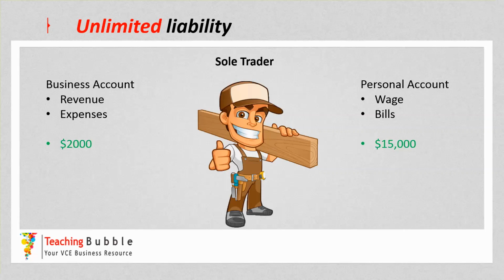So happy days. However, for whatever reason, the business account has gone into debt, and it's now $10,000 in debt. Now, if for whatever reason the business could not earn revenue to pay off those debts, then their personal account, or the individual, the sole trader, the owner of the sole trader, is responsible to pay that debt off. And so from that $15,000, they would then have to pay the business account because it is the same legal entity and they have unlimited liability.